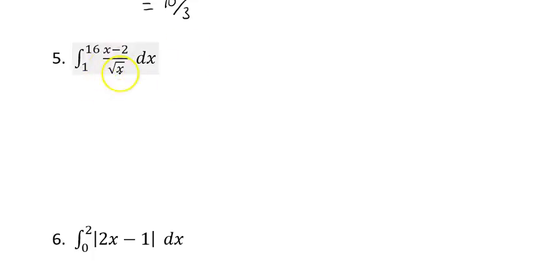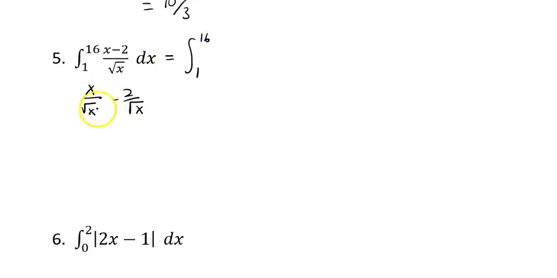Now, example 5, you look at it and you're thinking, oh, this must be U sub, but it's really not. Since the bottom doesn't have a plus or minus, you can actually separate that and have x over the square root of x minus 2 over the square root of x.